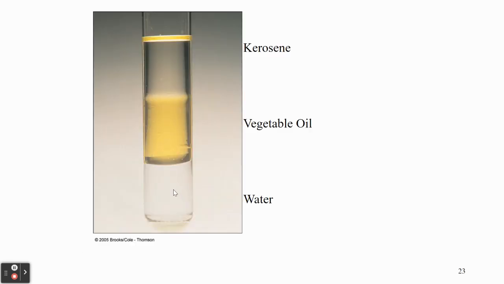So let's say that we take some water and vegetable oil and kerosene and put them into a test tube. These three substances don't mix together, but they will layer one liquid on top of the other. And if we're asked which substance has the lowest density, our answer would be the kerosene, because substances that are less dense float on substances that are more dense.